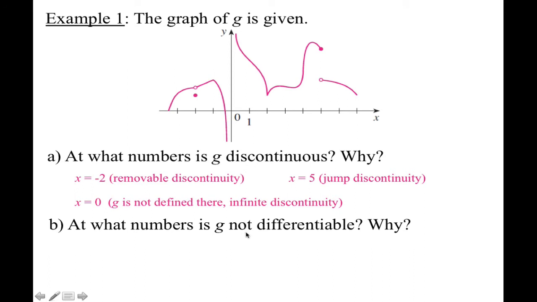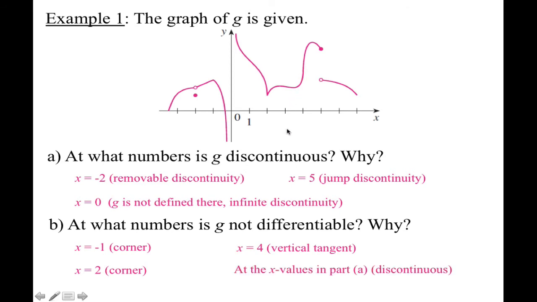So for numbers that are not differentiable, x equals -1. There is a corner right here. x equals 2. There's another corner. And x equals 4. There is a vertical tangent line right here. It's kind of hard to see. And then, of course, all the x values in part A because it's discontinuous. Remember, in order for a function to be differentiable, it has to be continuous.